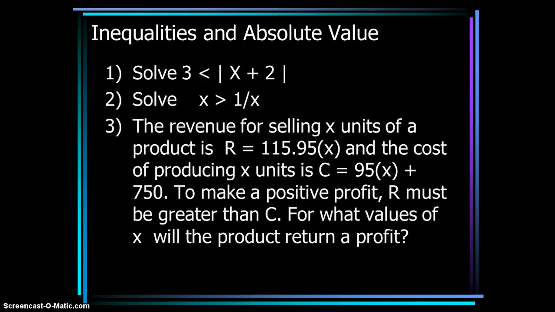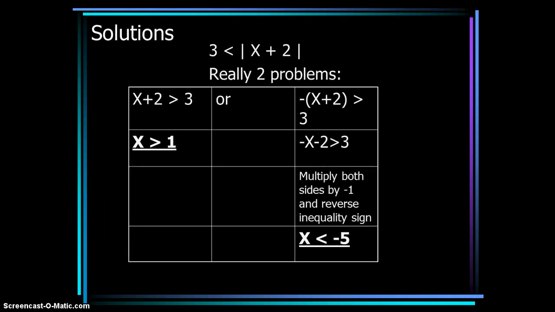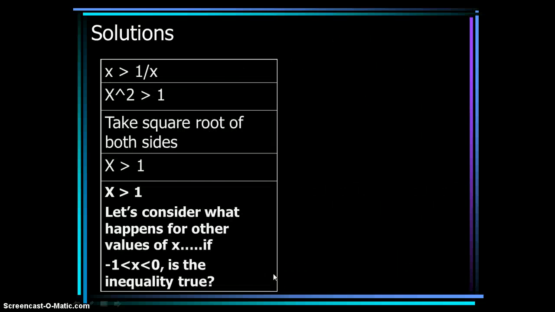Here are the first three problems that you were given, and we'll do the solutions one by one, okay? The first problem was the absolute value of x plus 2 greater than 3, which is really two problems. One, if what's in the absolute value sign is positive, we set it up as this inequality, and that solution presents itself as x is greater than 1. The other one, we put a negative sign in front of x plus 2 and then solve that inequality, and you get x is less than negative 5. So absolute value has two solutions usually.